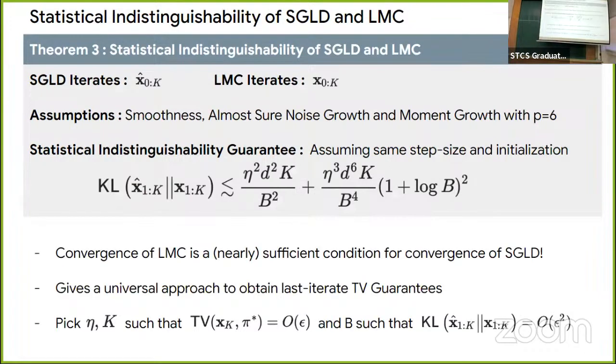Okay, so what this shows is that when k is moderately large, and eta k is sometimes constant, let's say, convergence of LMC is nearly sufficient for the convergence of SGLD. The only additional thing we require is this moment growth condition. If we can show that the moments along the trajectory are not too high, then if LMC converges, so does SGLD. So this gives us a universal, or near universal, approach to show TV guarantees for the last iterate of SGLD. We can pick eta and k such that TV of xk to pi star is of the order epsilon, and then b such that the KL between these trajectories is of the order epsilon square, and then by Pinsker's inequality we can show that our SGLD last iterate is also close to the target distribution.